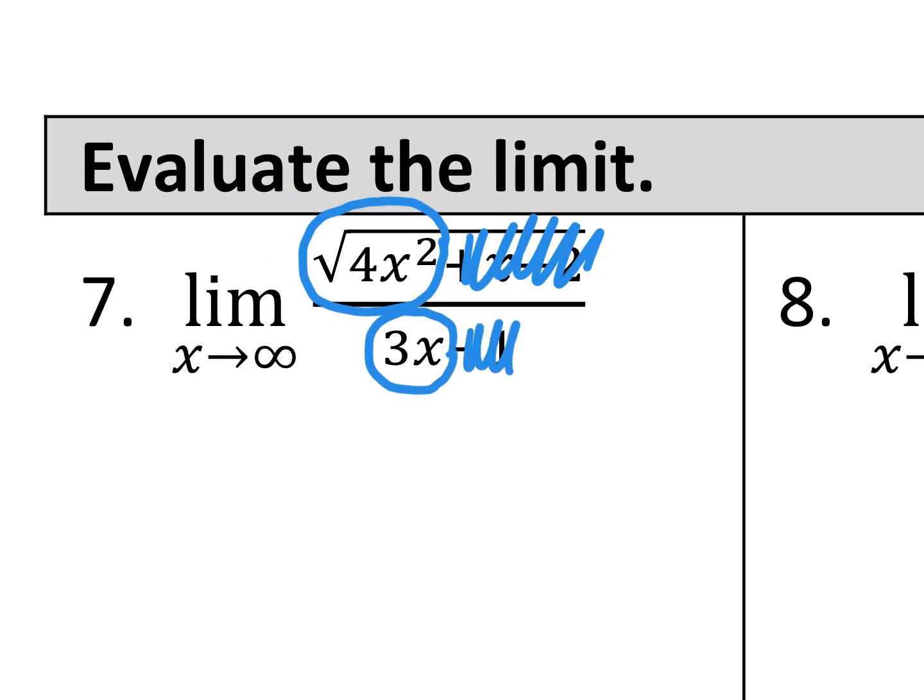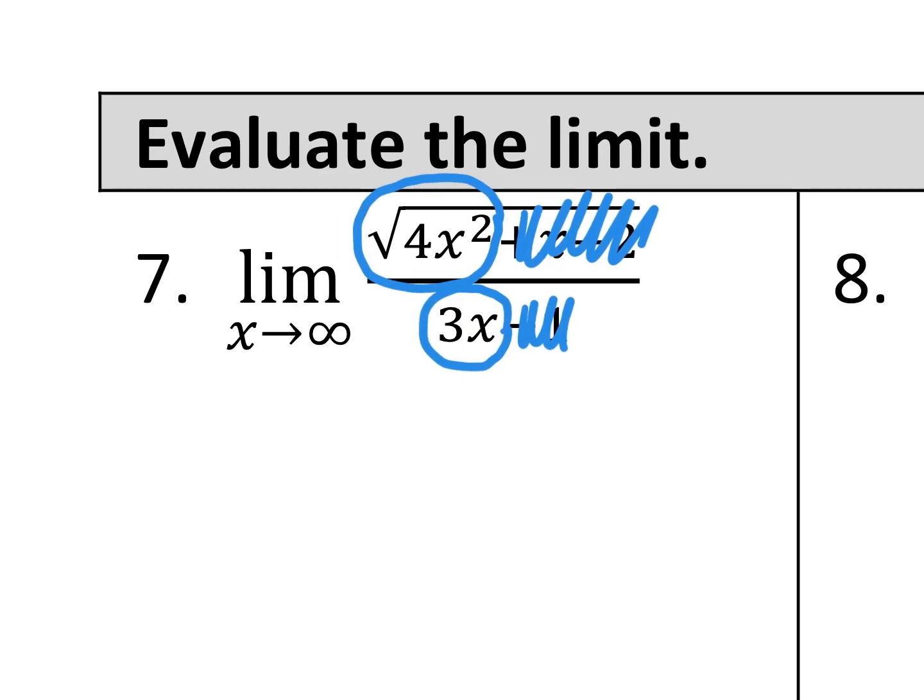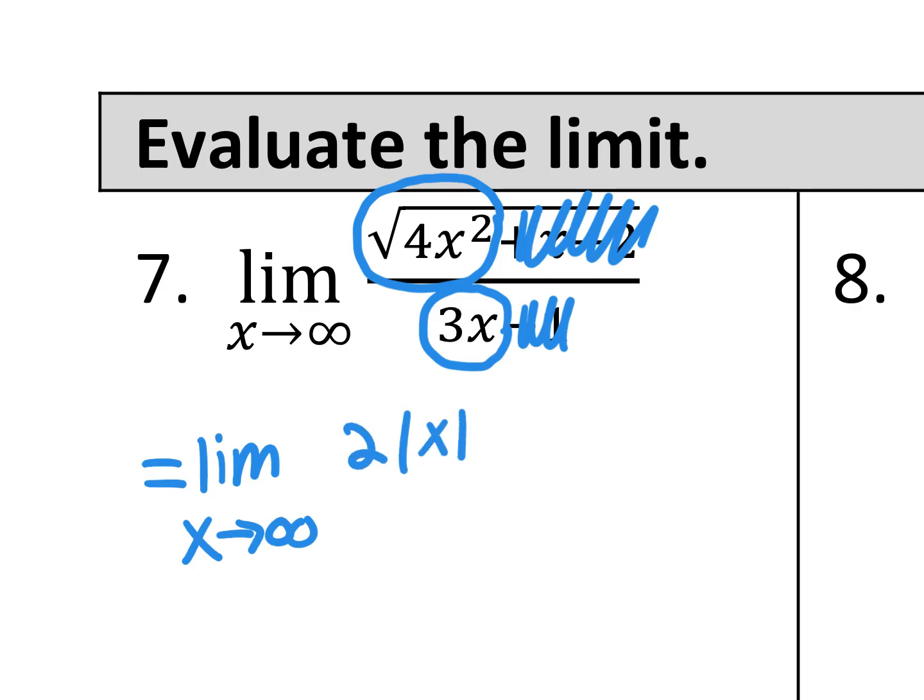What did we just say about the square root of a variable? That's going to get you what? The absolute value. So we can say that this is the same as the limit as x approaches infinity. What's the square root of 4? 2. And then x squared, square root of that is going to be the absolute value of x over 3x.